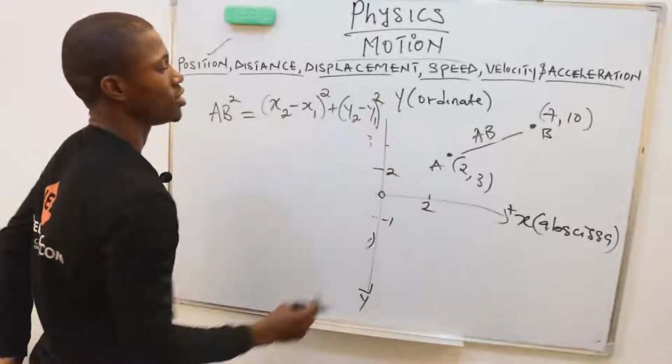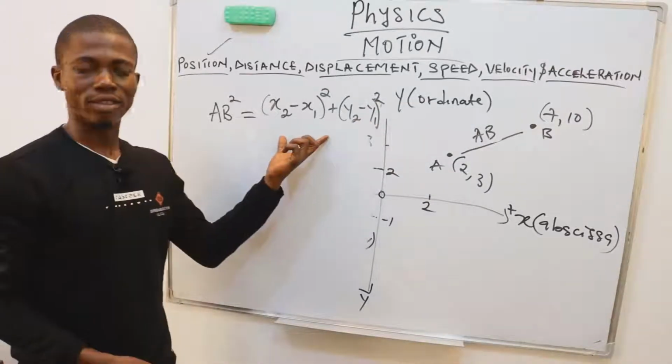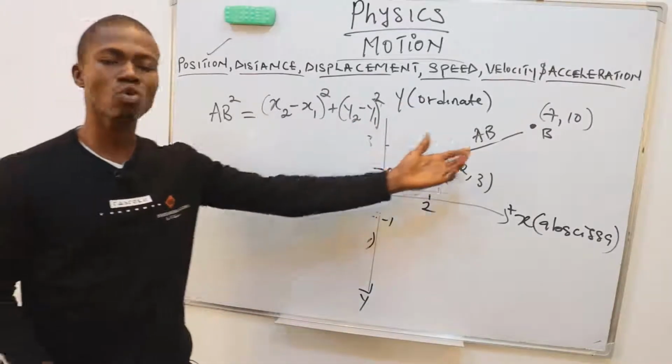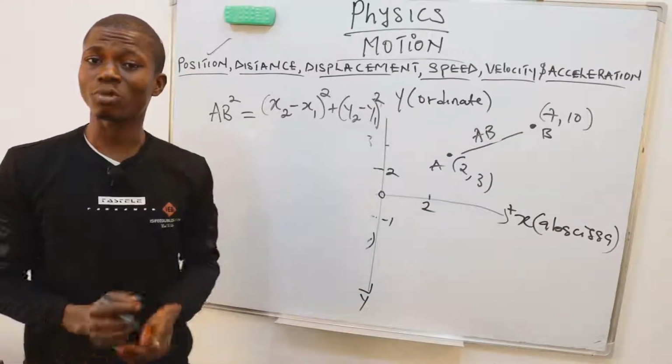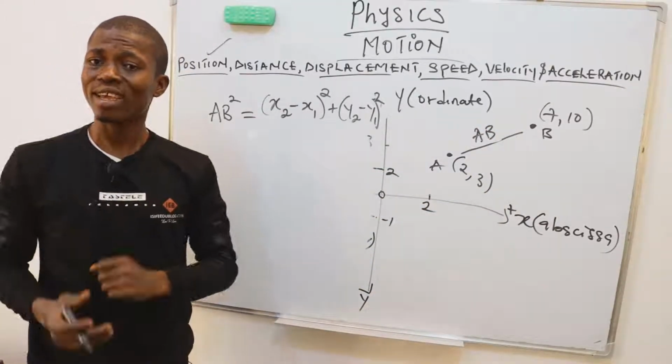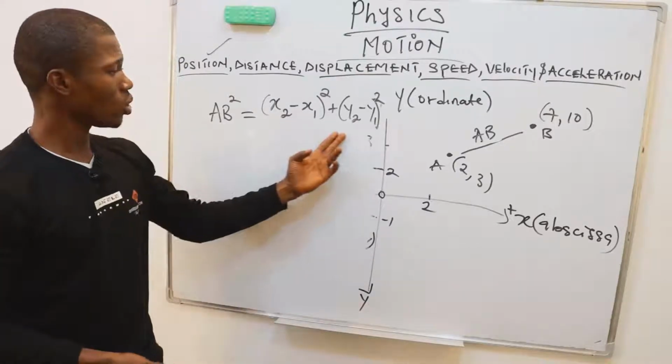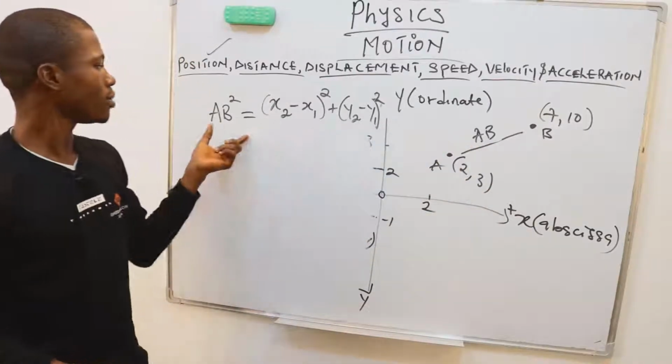This is how to find the distance of 2 points when you don't know the distance, but you know the coordinates, you know the X and Y coordinates. So let's quickly go over from this and find our distance.